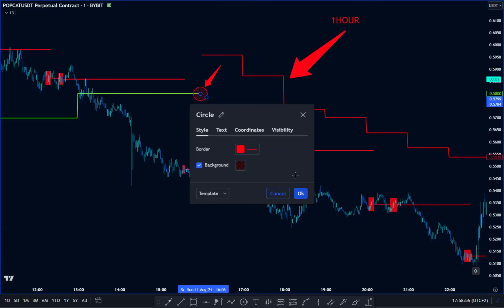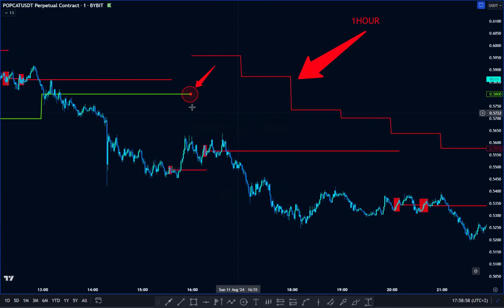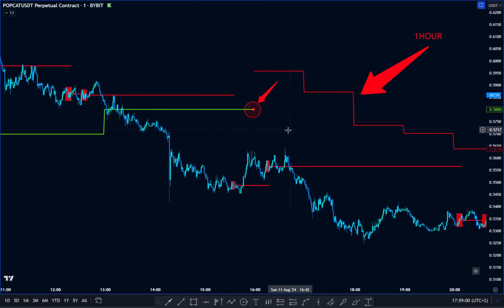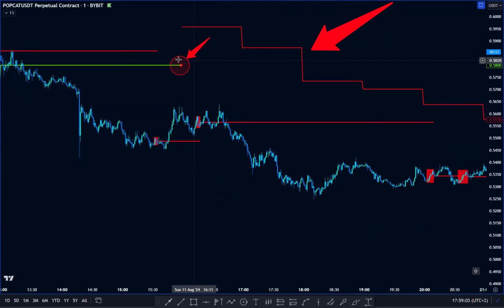I've been testing this so much, guys. I've been having so much fun. So from this point over here, we've got the red dots. So we know from this point onwards, we're only looking for shorts. So I would have looked for a short over here. I would have looked for a short over here, and I would have caught this nice move.